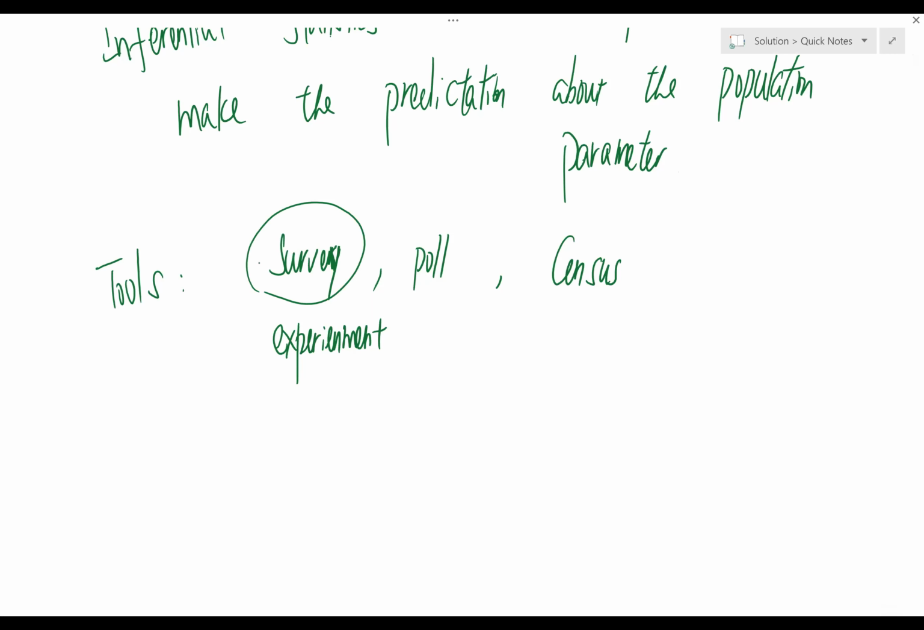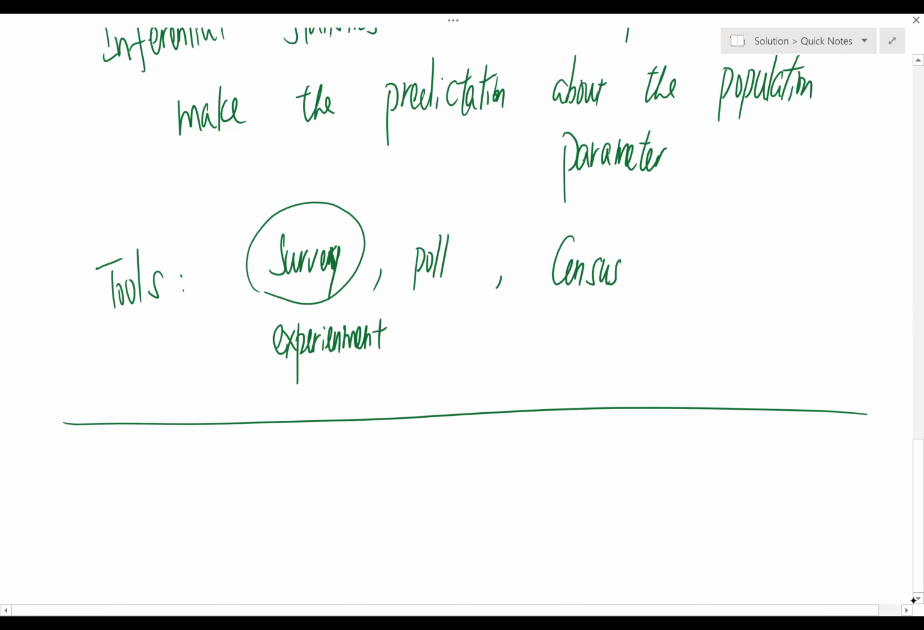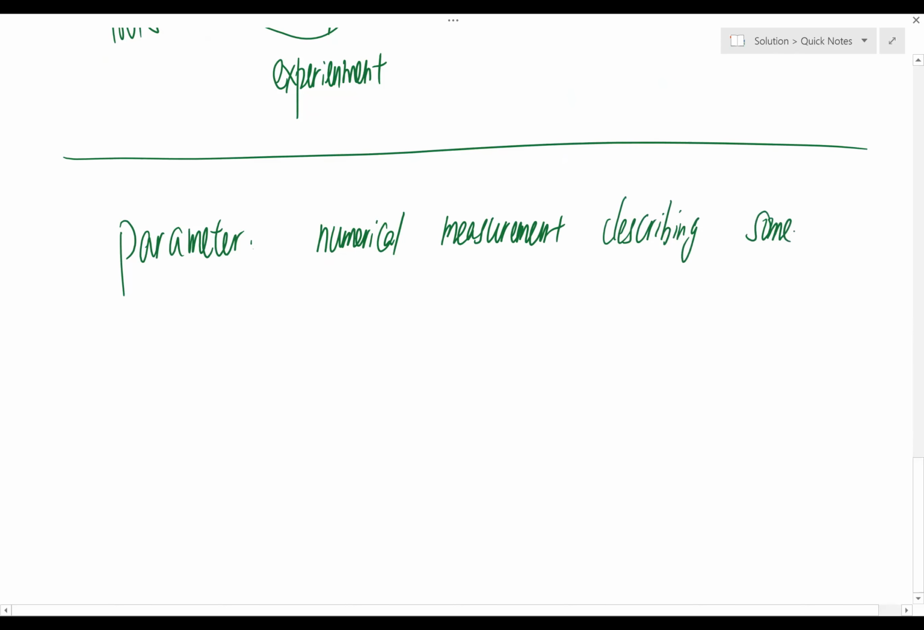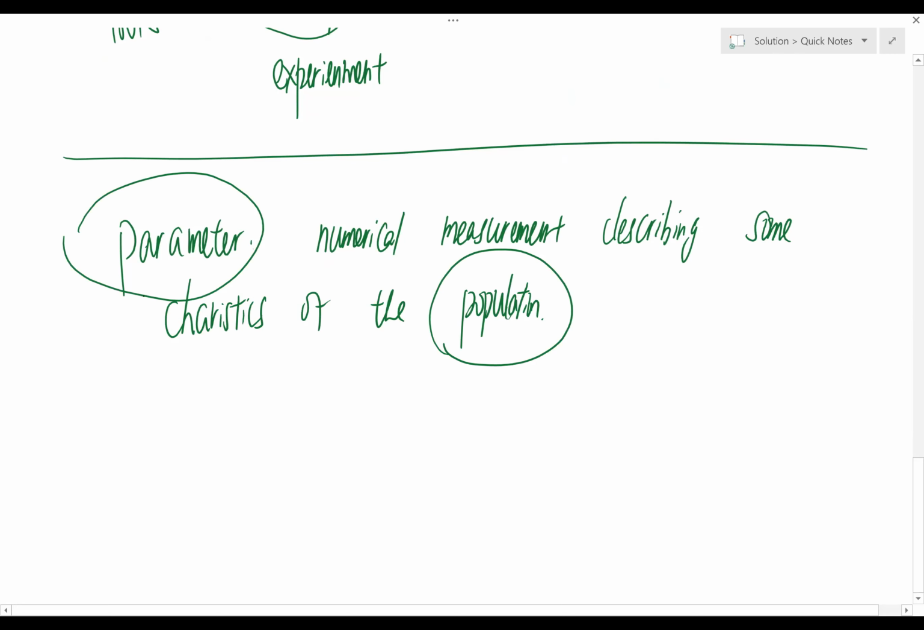Okay, and one more thing is the parameter. A parameter is a numerical measurement describing some characteristics of the population. So it's a numerical measurement, meaning we only deal with numbers, right? Numerical measurement describing some characteristics of the population. So a parameter is mainly used for the population, right? So they have corresponding relationships.